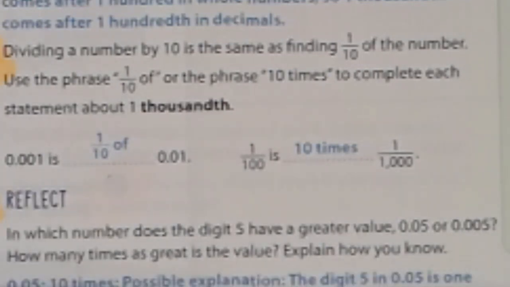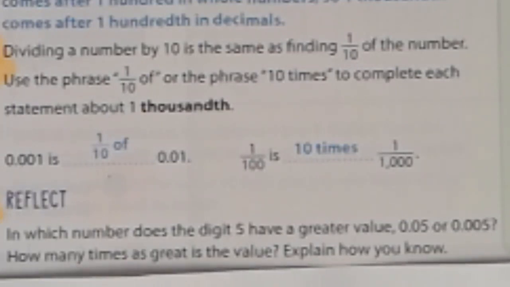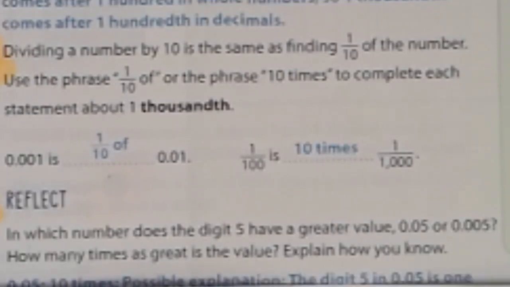Alright, number 9 on the same page is multiple parts. It says, in which number does the digit 5 have a greater value, 5/100ths or 5,000ths? That's one question. Which digit has a greater value? How many times as great is the value? That's a second question. And then explain how you know. That's a third question. So you need to make sure that you answer all the parts of the question.